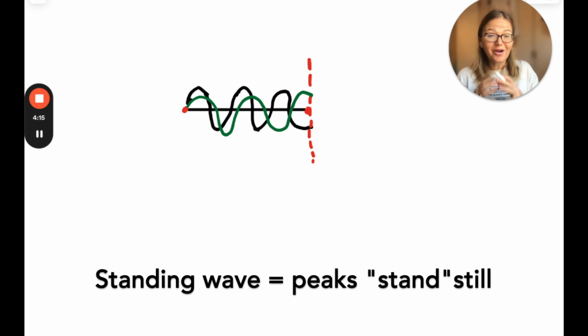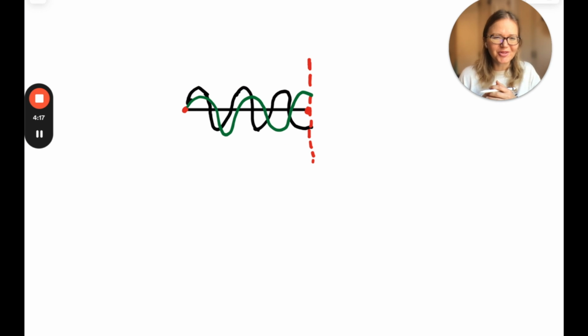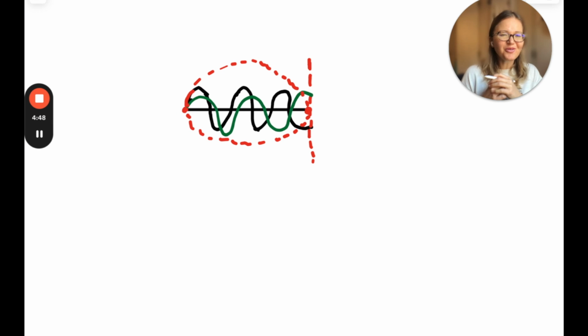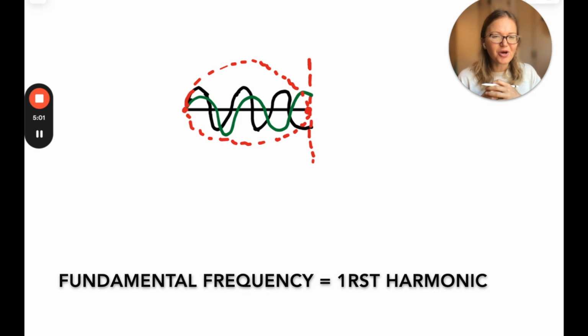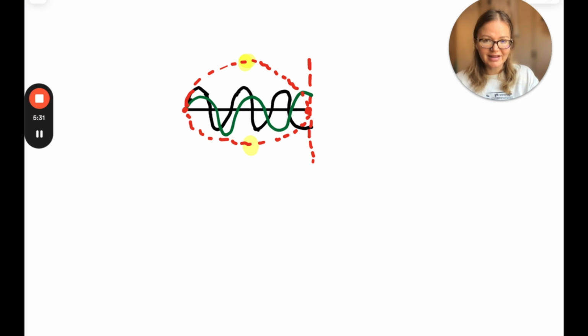Now, what's the simplest possible pattern that this could look like? Well, we just create a wave that only has one peak that doesn't move. So that might look like this. So this is our resultant wave in red dashed line here. This simplest possible standing wave pattern is going to be our first harmonic, which is also known as our fundamental frequency. The peaks of our first harmonic, which are going to be here and here, don't move. Even though this resultant wave was produced by two traveling waves, which have peaks that move, the peaks of our standing wave don't move. And how are those peaks produced?